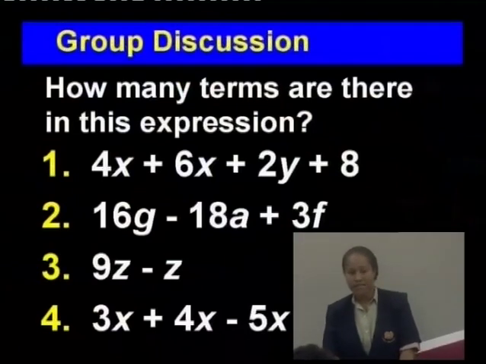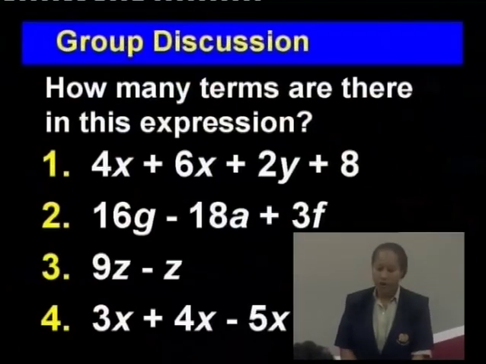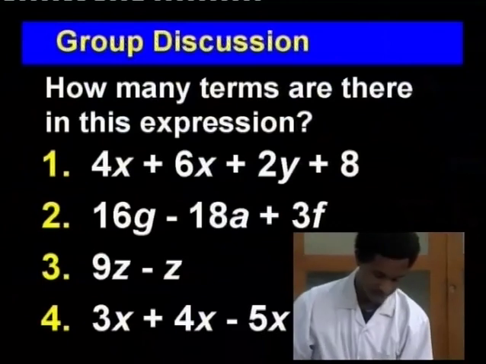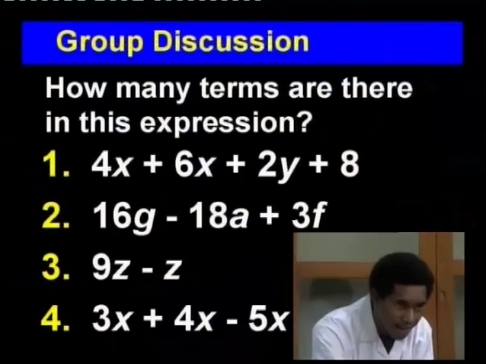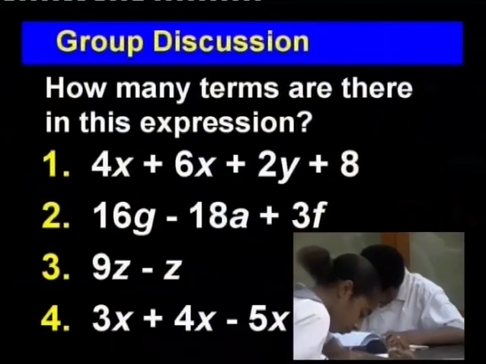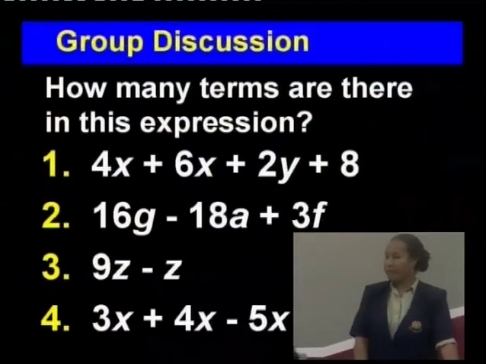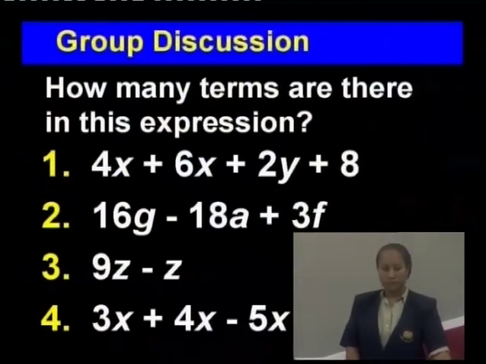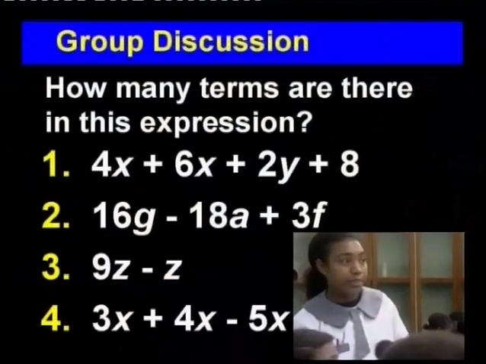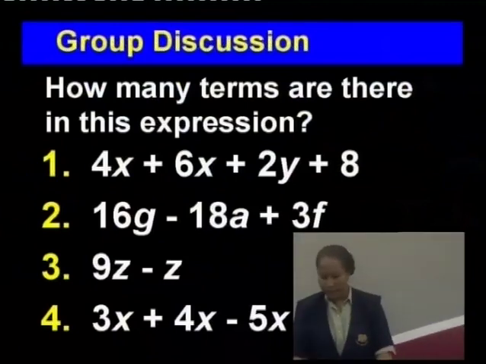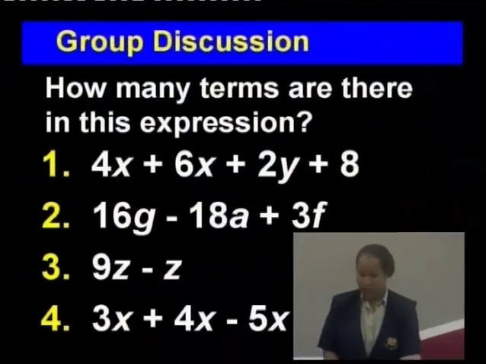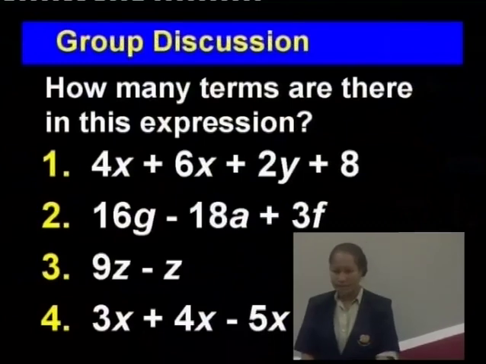All right, next person. Let's have Eno give us the second answer. How many terms are there? Very good. 3. Mata, number 3. Two. Very good. And class, the last one? 3. Very good. There are 3 terms in the last expression.